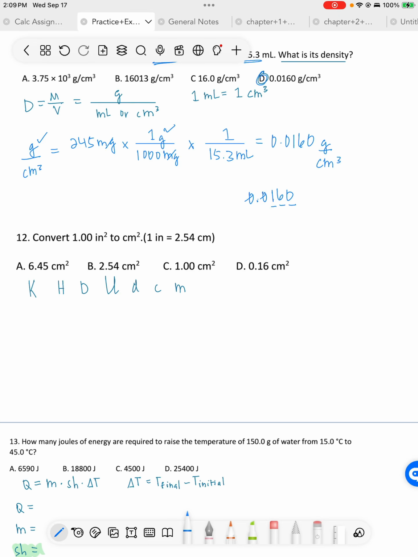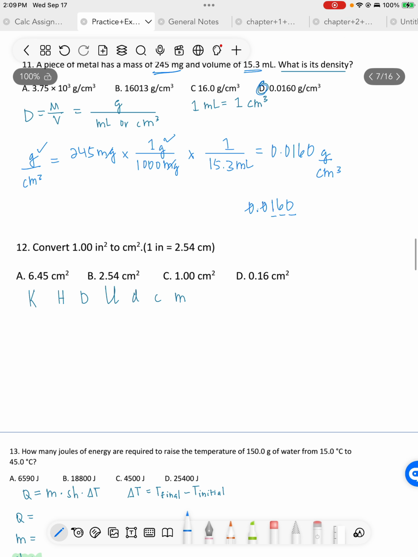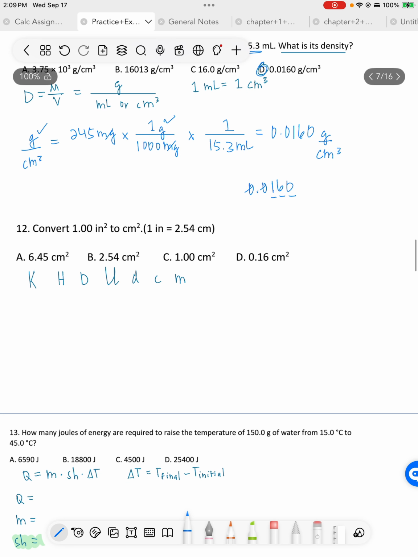Okay, now we're doing number 12, converting 1 inch squared to centimeters squared, and it gives us a conversion factor of 1 inch equals 2.54 centimeters. All right, so we want to write down what we're looking for. We're looking for centimeters squared, and write down what we're given, which is just 1 inch.